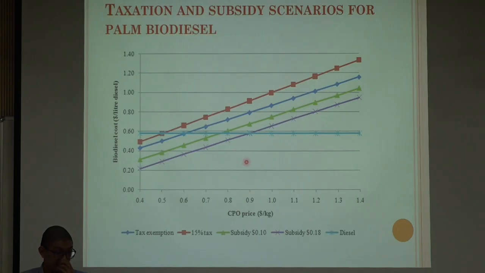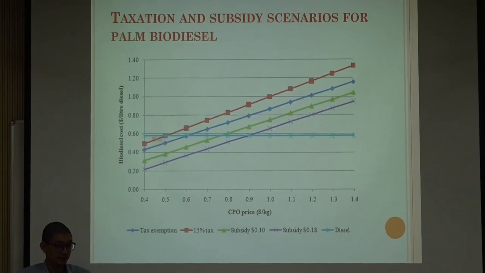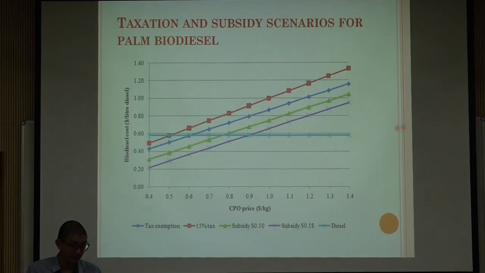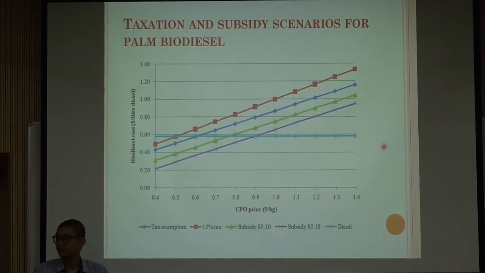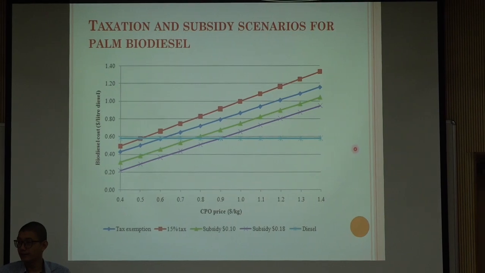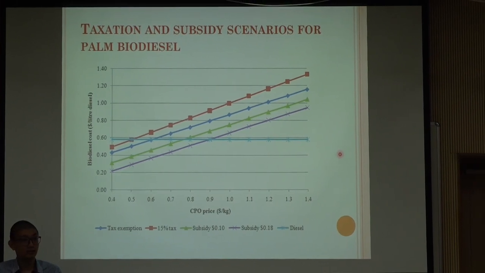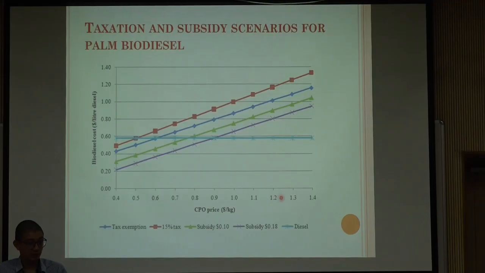So this one, for example, is some of the examples. At that time, our retail diesel price, this is a baseline, if not mistaken, at that time is 59 cents USD, 59 cents per liter.